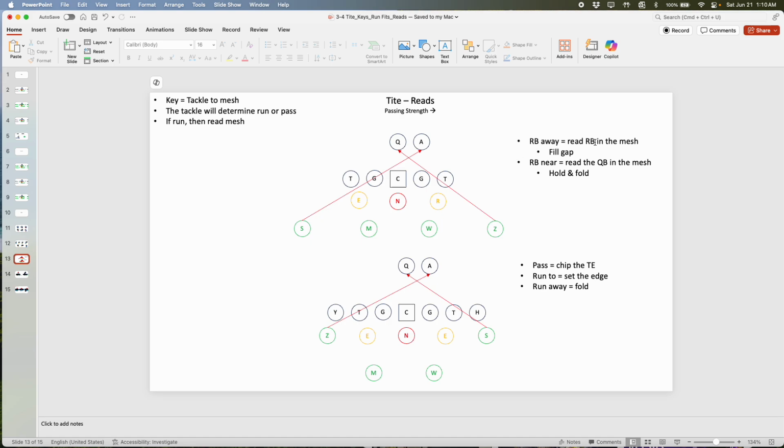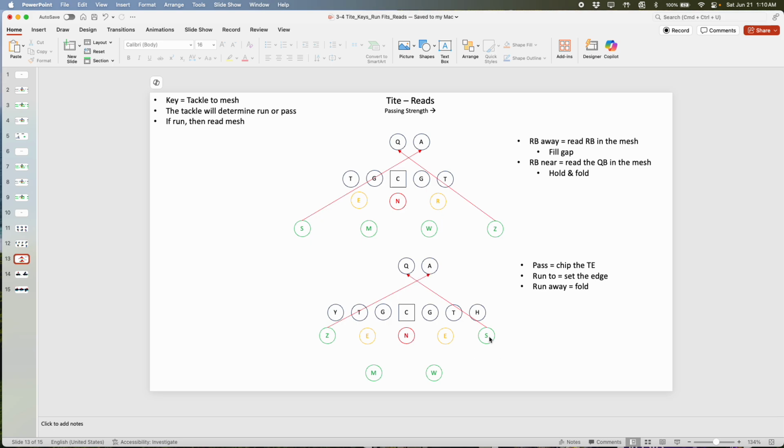Run back away, read the running back in the mesh. If the running back is near, then we read the quarterback in the mesh. Biggest difference here is that we're already in our gap. Like if you're the Zeke, you want to fill your gap. So you're just going to set the edge and your eyes are going to transition to the running back.